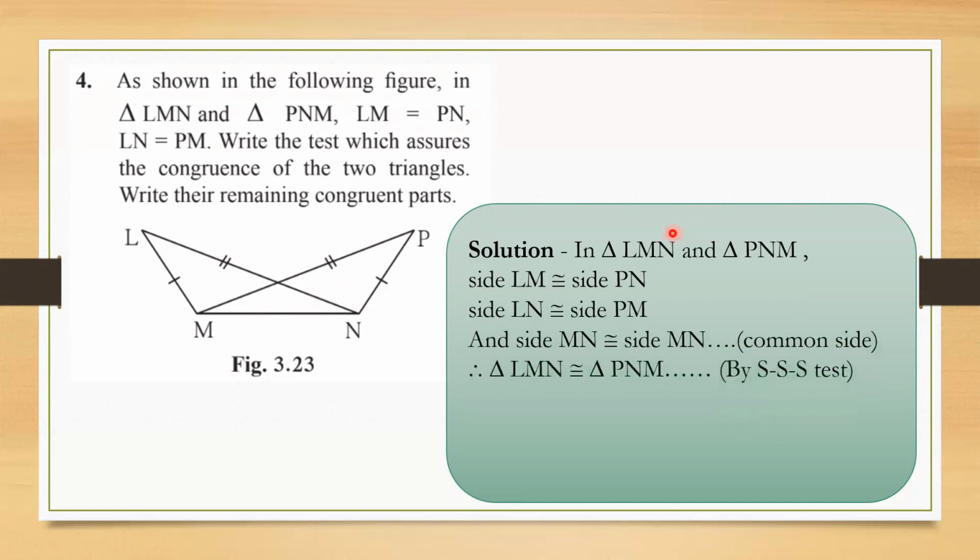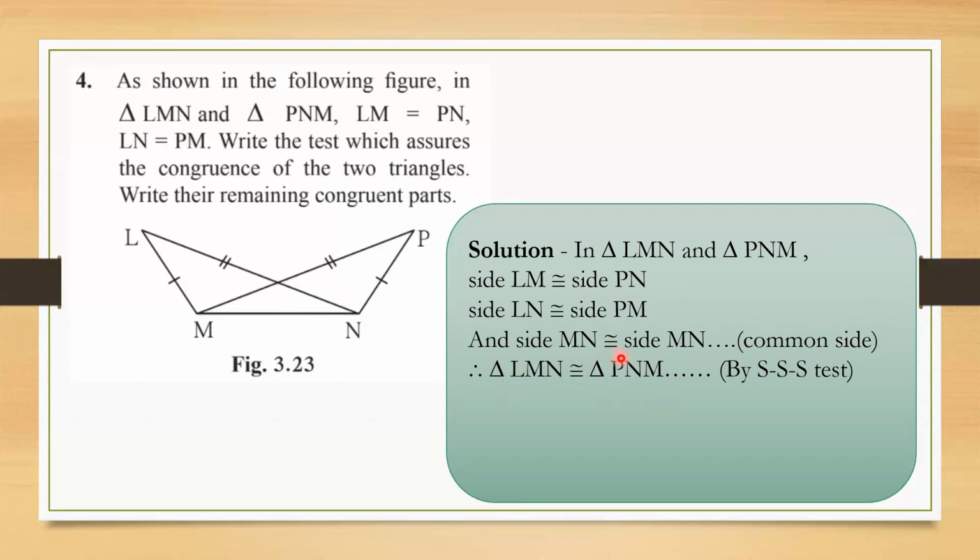Okay, so just write down, in triangle LMN and triangle PNM, side LM is congruent to side PN, which is already given, and side LN is congruent to side PM, which is also already given in the question. Which is the remaining side which we took congruent? Side MN is congruent to side MN, same side. Why? Because it is a common side for both the triangles. So now we have three elements of the triangle which are congruent. So definitely both the triangles will become congruent. Triangle LMN is congruent to triangle PNM.